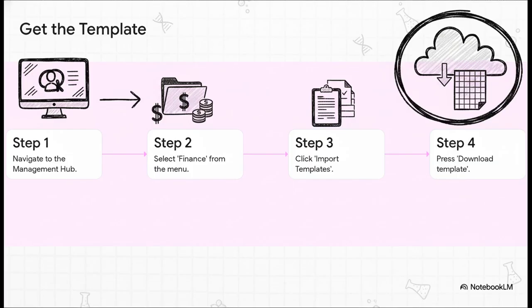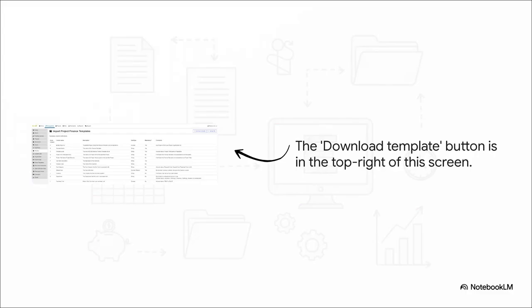Just 4 simple steps. You're going to head into the Management Hub, find the Finance section on the left, and then click into Import Templates. From there, it's just one click to get that blank CSV, that blank canvas that we need for our budget. And this is the exact screen you'll be looking at. See that Download Template button? It's sitting right there in the top right corner. Go ahead and click that, and you'll have the file you need.